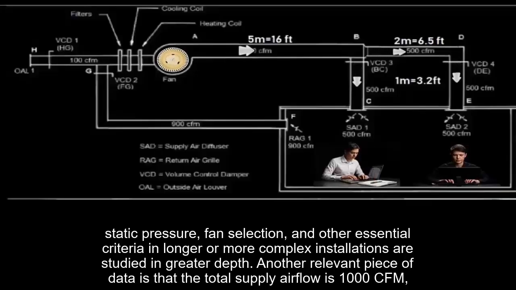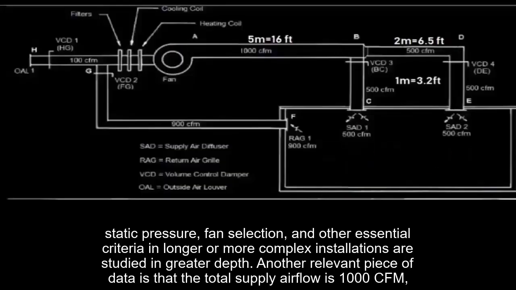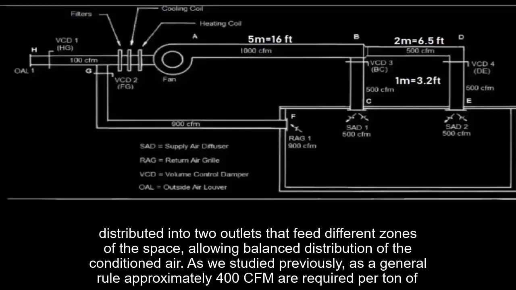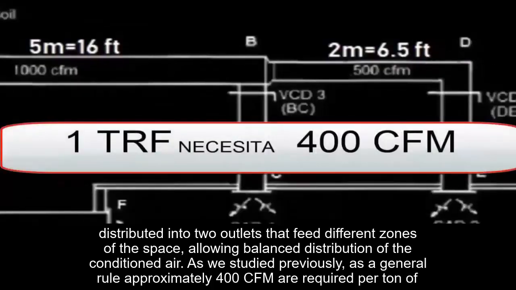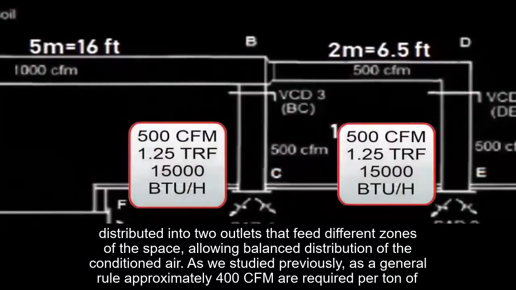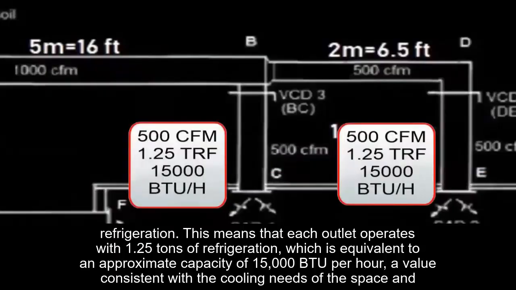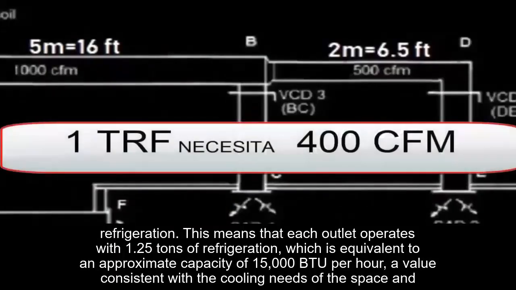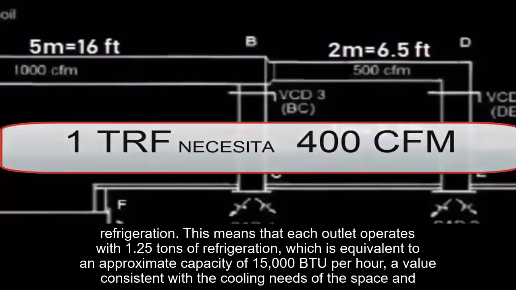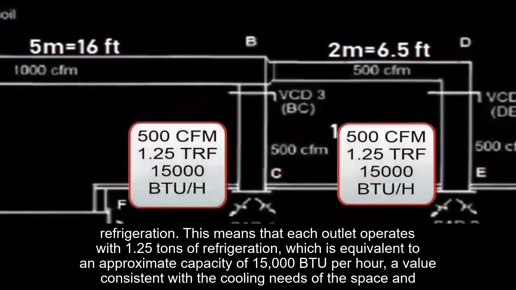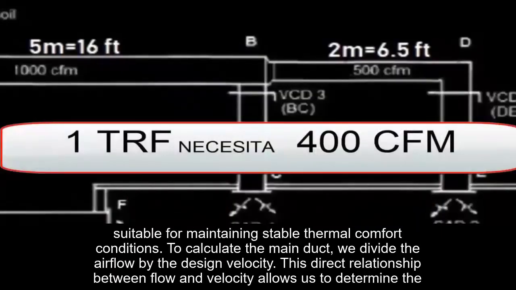Another relevant piece of data is that the total supply airflow is 1,000 CFM, distributed into two outlets that feed different zones of the space, allowing balanced distribution of the conditioned air. As we studied previously, as a general rule, approximately 400 CFM are required per ton of refrigeration. This means that each outlet operates with 1.25 tons of refrigeration, which is equivalent to an approximate capacity of 15,000 BTU per hour, a value consistent with the cooling needs of the space and suitable for maintaining stable thermal comfort conditions.